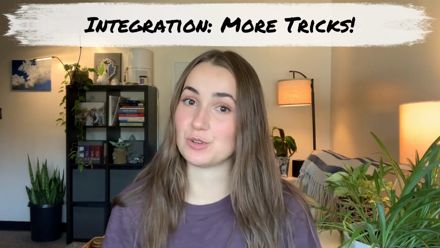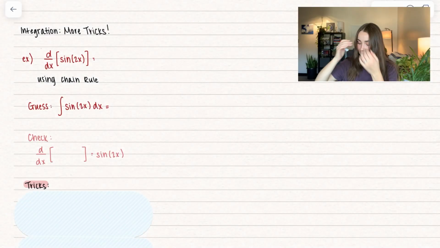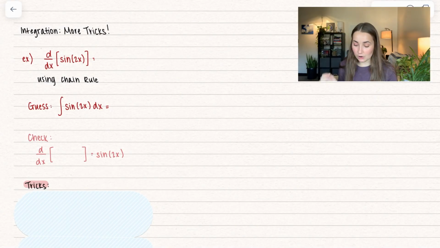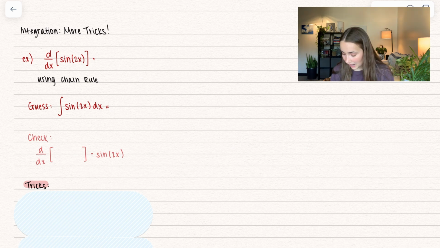Today we're continuing our series on integration, so we're going to go into some tips and tricks. So let's go ahead and dive into it. We're starting off with an example here, and we are actually going to take the derivative of sine of 2x. So when we do this, we're actually going to have to use chain rule because of this 2x on the inside. So first I'm just going to go ahead and talk it out.